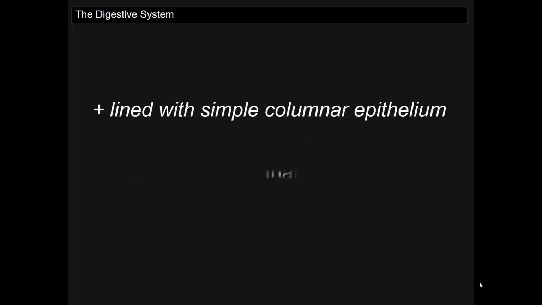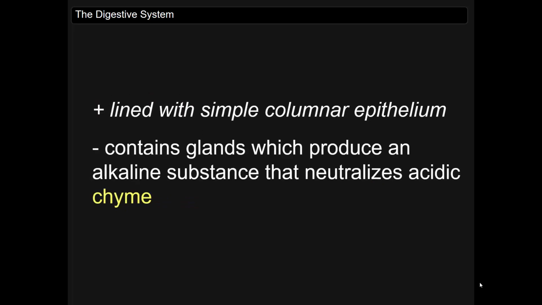And we are lined with simple columnar epithelium. So pretty much the rest of the pathway. Our stomach was simple columnar, duodenum simple columnar, jejunum and ileum, large intestine, we're going to see simple columnar almost all the way to the very end. So again, simple columnar is good for absorption and secretion. So in the small intestine, we're doing a lot of absorption.